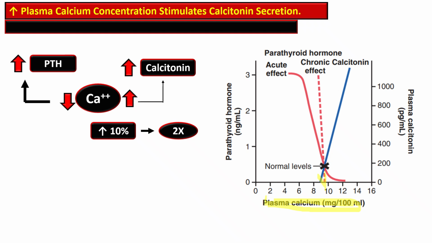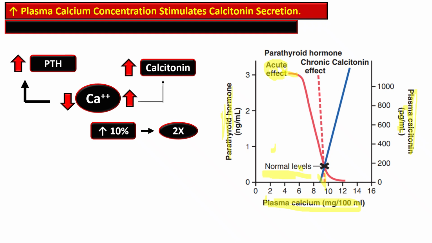On the y-axis, on the left side, these red curves are the parathyroid hormone level in nanogram per ml, and on the right side, the y-axis is showing the plasma calcitonin in picogram per ml. The parathyroid hormone curve is showing a steep decrease as the plasma calcium level is rising. As you can see, this acute effect, a slight drop in the calcium, causes a sharp rise on this left side of the graph.